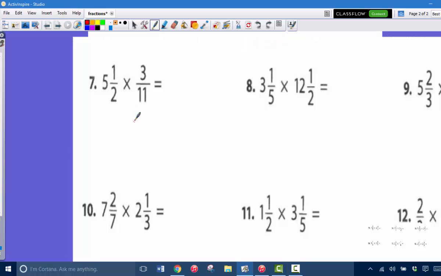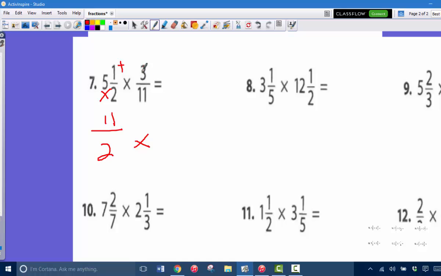This is what I like to do first. The first thing I do is I change these mixed numbers into improper fractions. And I do that by multiplying the whole number with the denominator. Take that answer and add the numerator. So that's 5 times 2, which is 10, plus 1 is 11. And you keep that same denominator. I just changed that mixed number into an improper fraction.